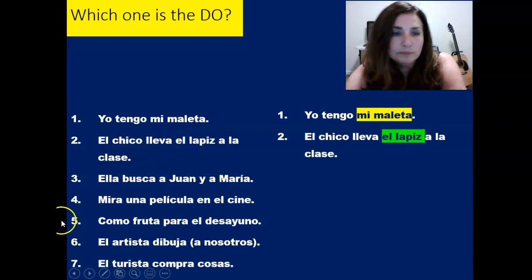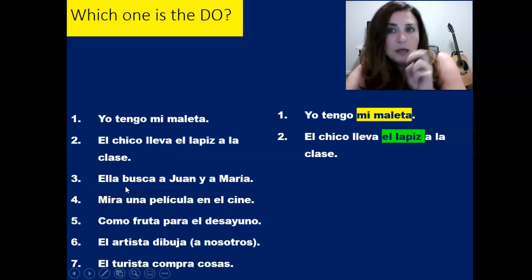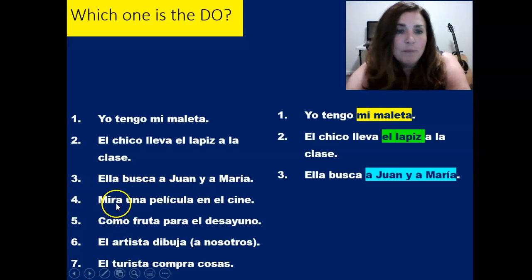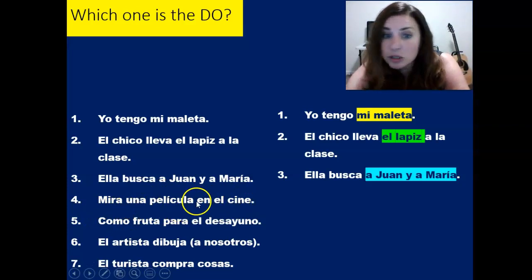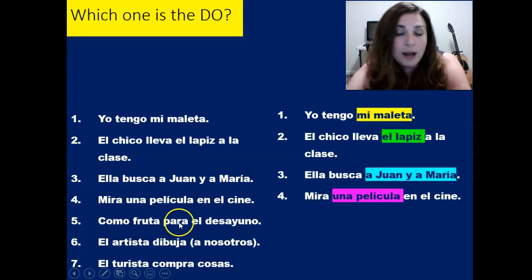That's the pencil. Ella busca a Juan y a María. So she's looking for two people. So that would be boy-girl mix. So that would be los. Mira una película en el cine. So somebody is watching a movie in the cinema. So what are they watching? They're not watching the cinema. They're watching the movie. So como fruta para el desayuno.